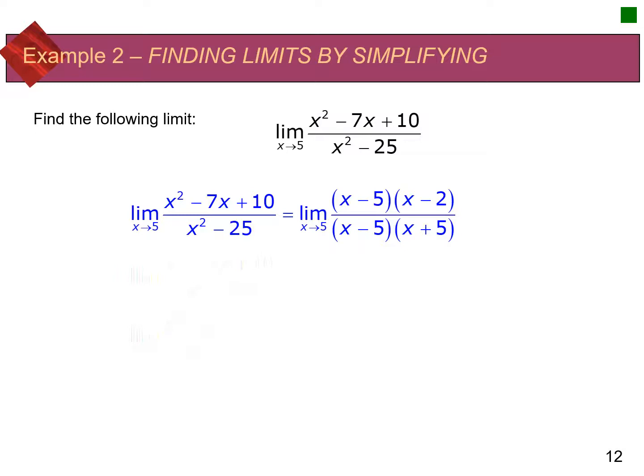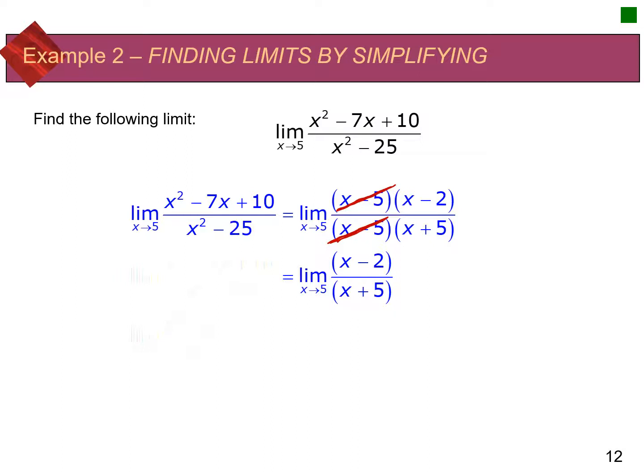And the reason why it's important for me to do that is I need to figure out what's going to essentially simplify. And when I simplify this, I can see the top and bottom both now have a multiplication of x minus 5. And because of that, and the rules of division, I can cancel out that x minus 5 from the top and bottom. So now my limit is actually, as x approaches 5, of x minus 2 over x plus 5.